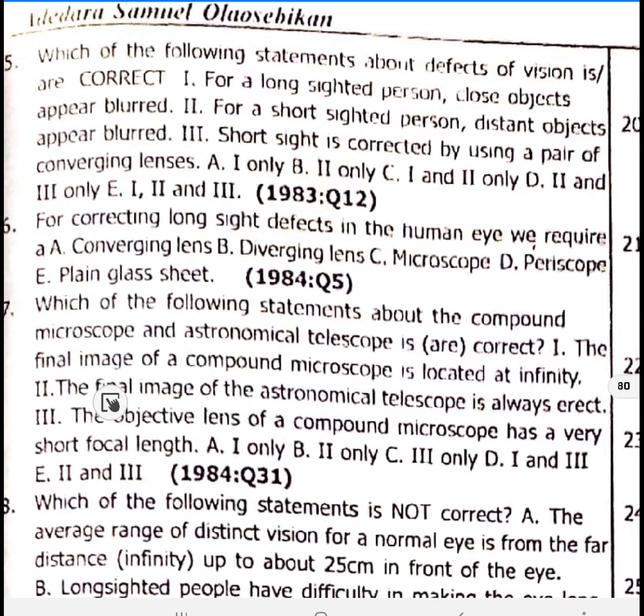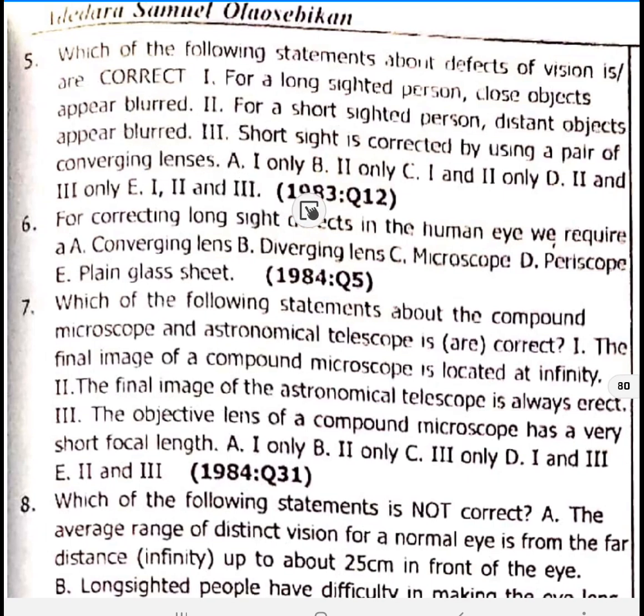Number 5. Which of the following statements about defects of vision is or are correct? For a long-sighted person, close objects appear blurred, while for a short-sighted person, distant objects will appear blurred. 5 is option C. 6. For correcting long sight defect in the human eye, we require a converging lens, option A. We've touched that one already.